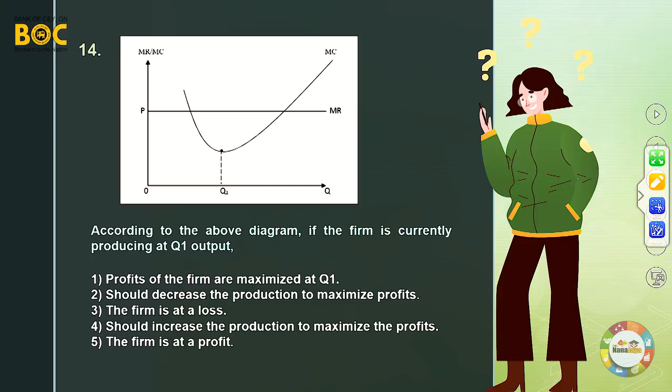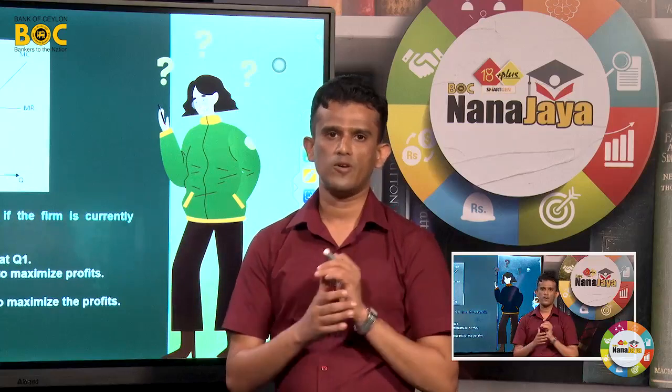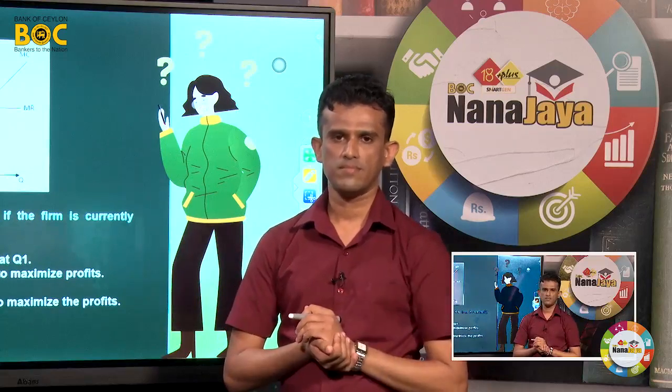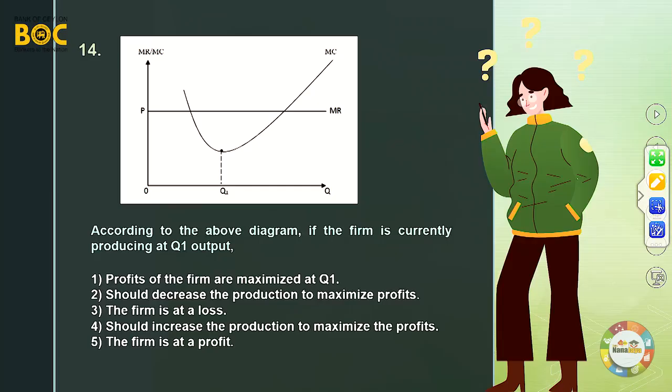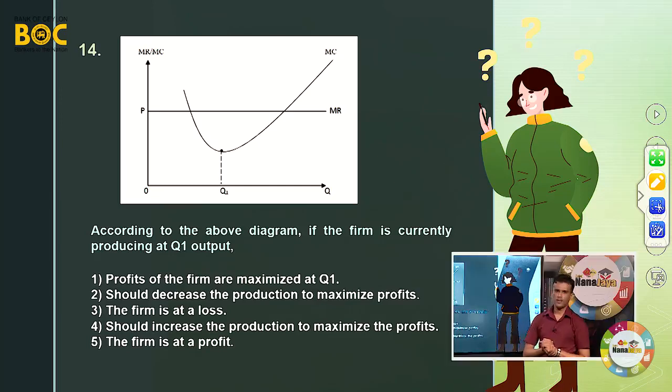The other thing is, with the MR equals MC condition, we are just identifying the level of output at which the firm maximizes the profits. That's it, the level of output, the quantity only. But whether the firm is at a profit or not cannot be identified based on the MR and MC, that we will see separately with a separate question.